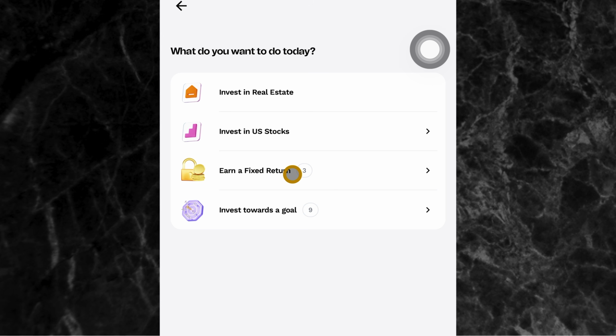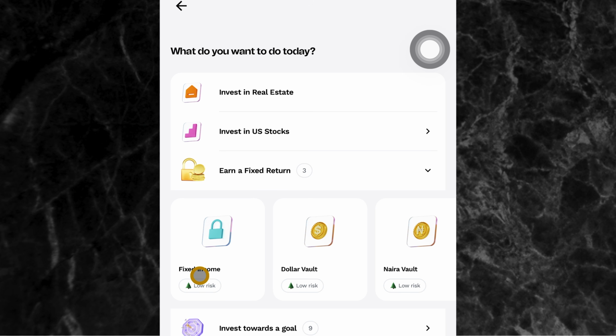Now, under this, you have 3 different investments under this fixed return. If I click on it, you see it says fixed income. That's the first investment. You have dollar vote, and then you have naira vote. So these are 3 different investments you have right here.